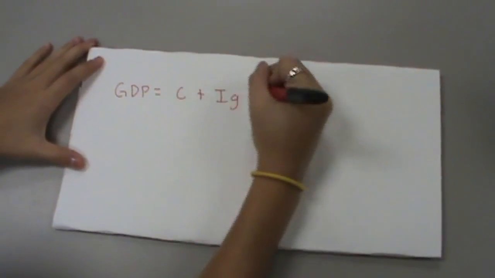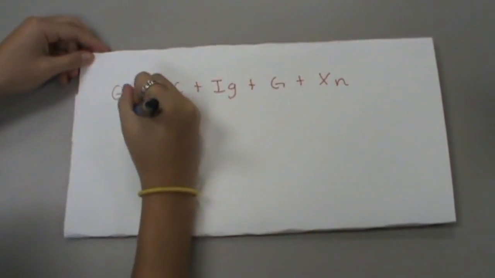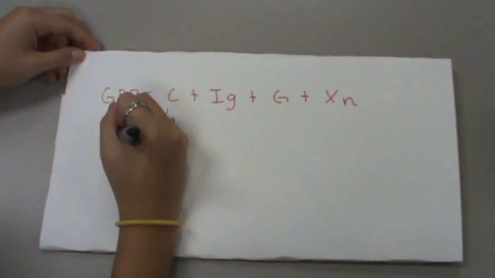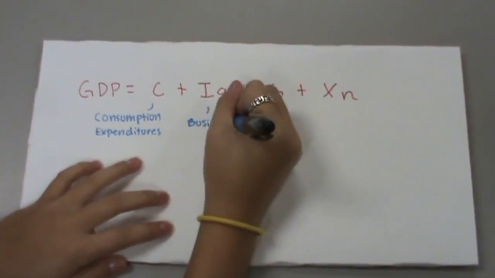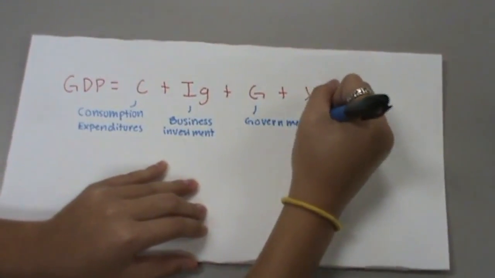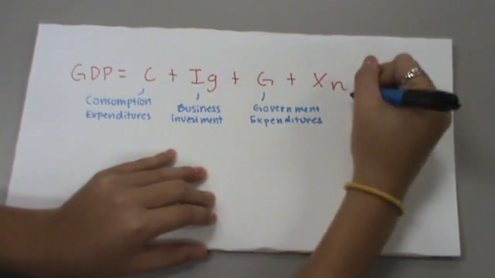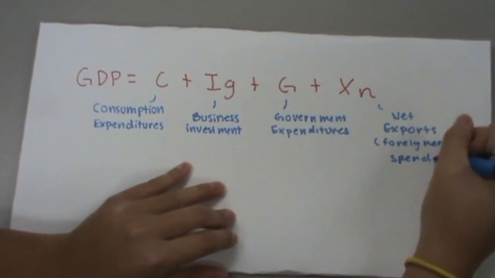The formula for GDP is C plus I sub G plus G plus X sub N. C stands for consumption expenditures, I sub G stands for gross investment from businesses, G stands for government expenditures, and X sub N stands for net exports from foreigners and spending, which equals exports minus imports.